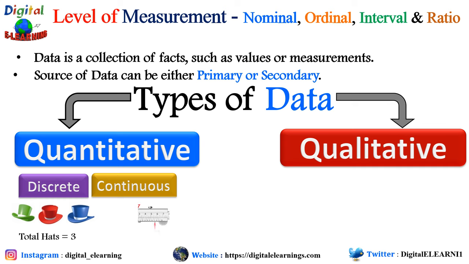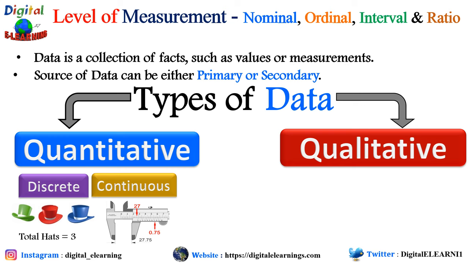Now the continuous scale is data that we can calculate, something which you can measure. Like in this case, the measurement is coming as 27.75. Or if you are measuring the temperature, that is also on the continuous scale.